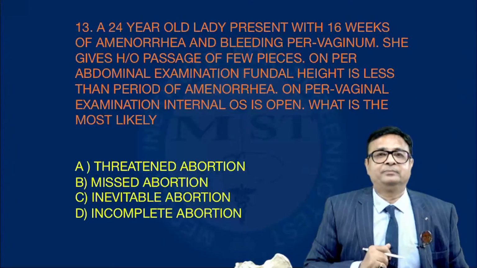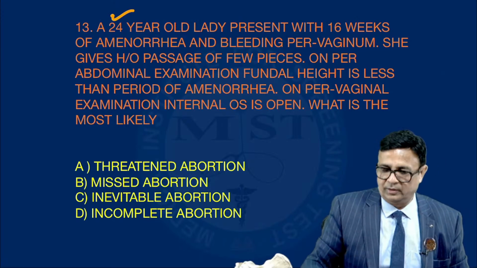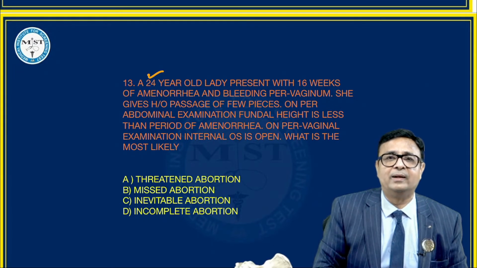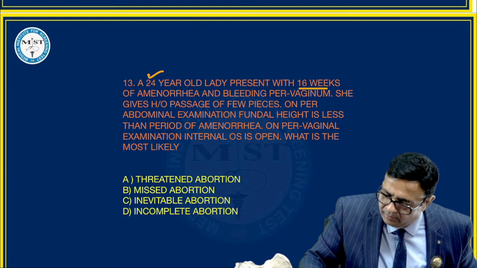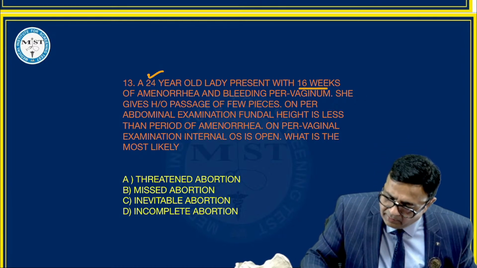Next question. A 24-year-old lady, her age is 24 years, presents with 16 weeks of amenorrhea and bleeding per vagina.